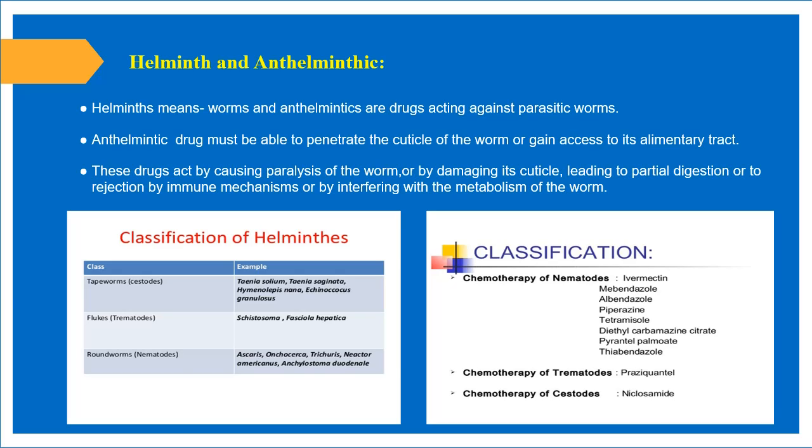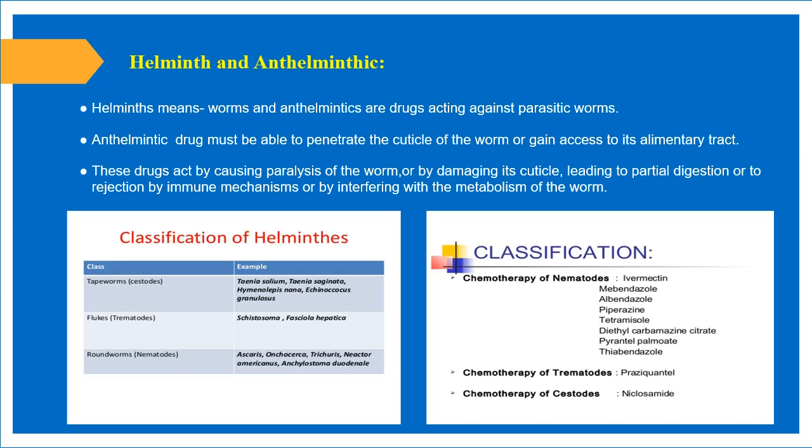So these drugs act by paralyzing the worm and by damaging its cuticle, and once this happens, there is a partial digestion or rejection by the host's immune mechanism. They can also act by altering the metabolism within the worm. So there are multiple mechanisms by which anthelmintic drugs act. Basically, the main aim of these drugs is to cause paralysis of the worm, damage its cuticle, and modulate the host's immune mechanism, so that the parasite becomes susceptible to the host's immunity.